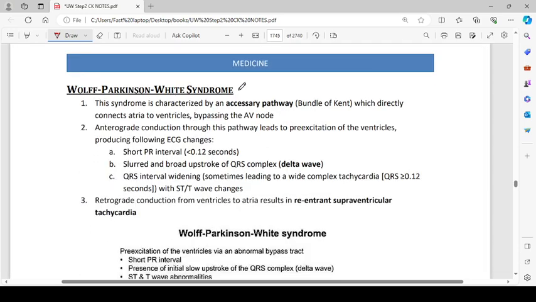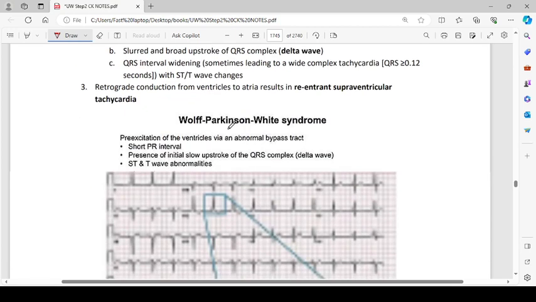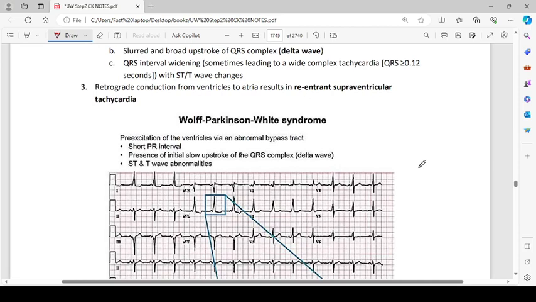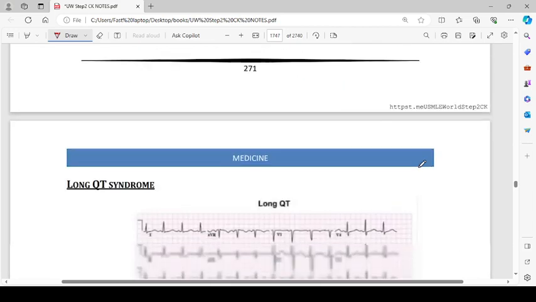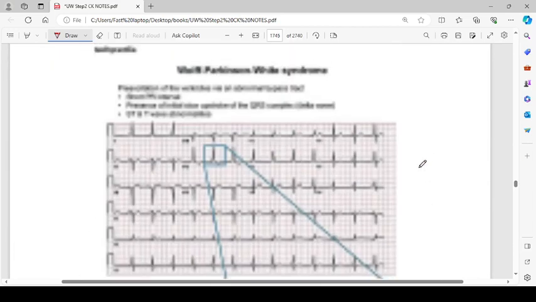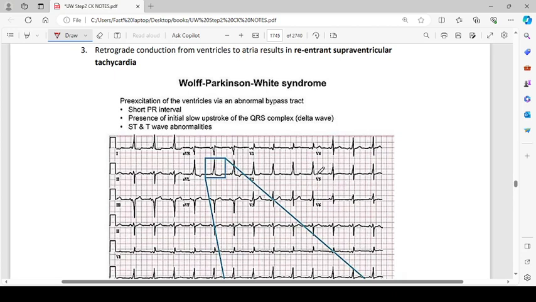Then we have Wolff-Parkinson-White syndrome. It is a very characteristic syndrome which is associated with an accessory pathway, which is the bundle of Kent, which can lead to a re-entrant pathway. There are three characteristic features of Wolff-Parkinson-White syndrome. W is for wide QRS.